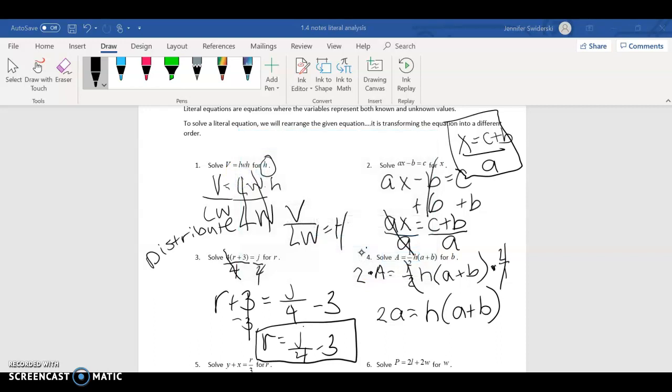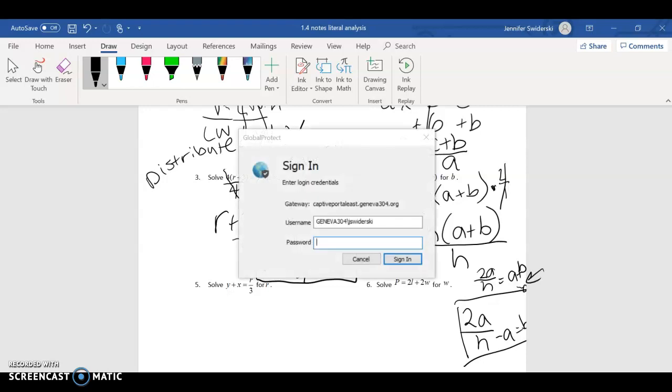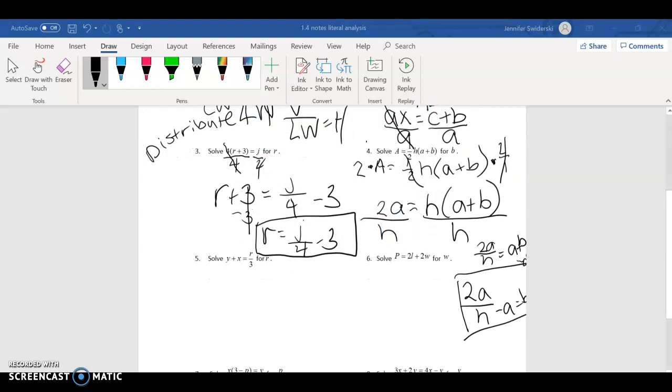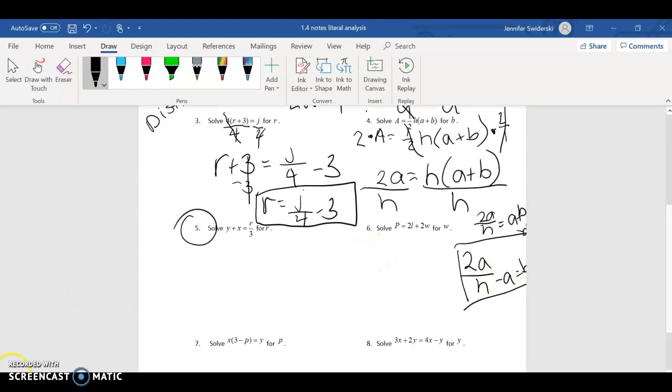I'm going to divide both sides by H. Now I have 2A over H is equal to A plus B. I'm going to subtract A on both sides. I know this is messy. So you have 2A over H minus A is equal to B. I know that's all kind of in the corner because we subtracted A on both sides. I'm going to have you try 5 on your own, and we're going to go over here to number 6.